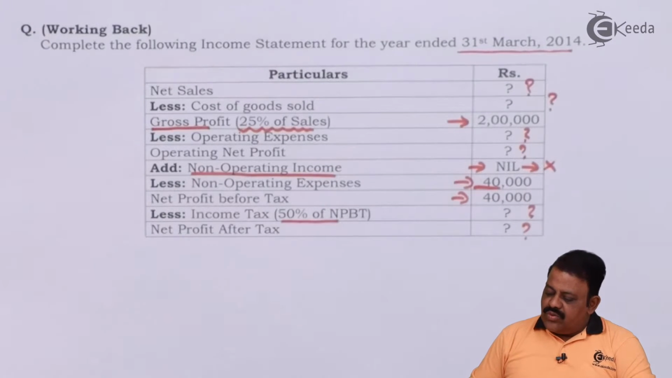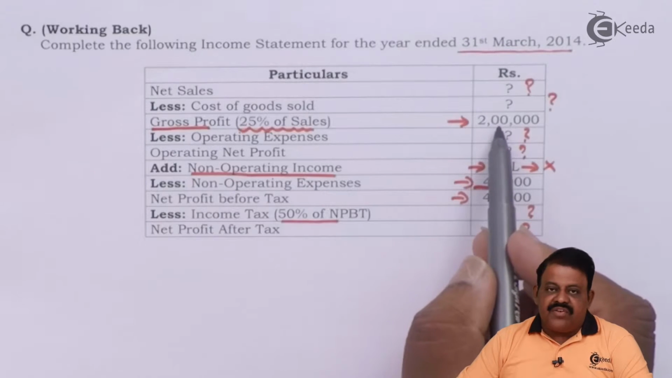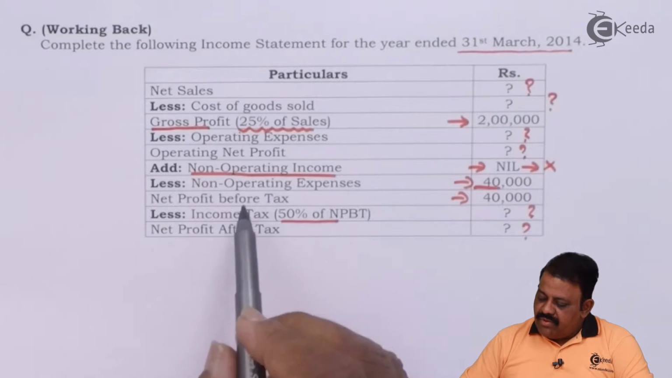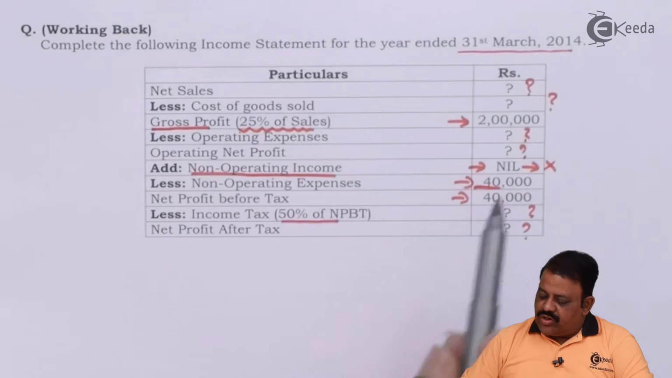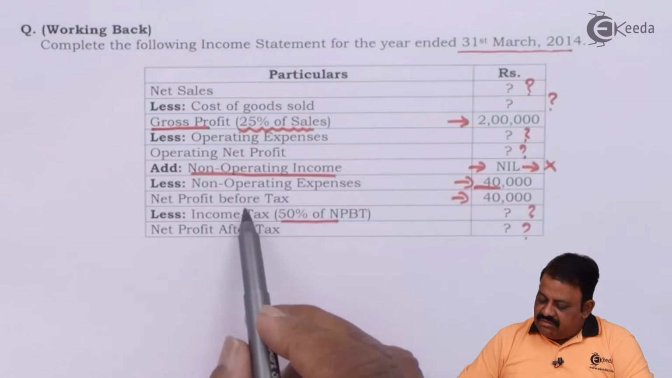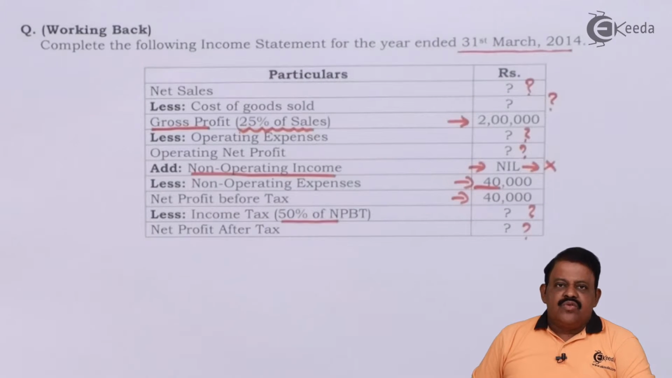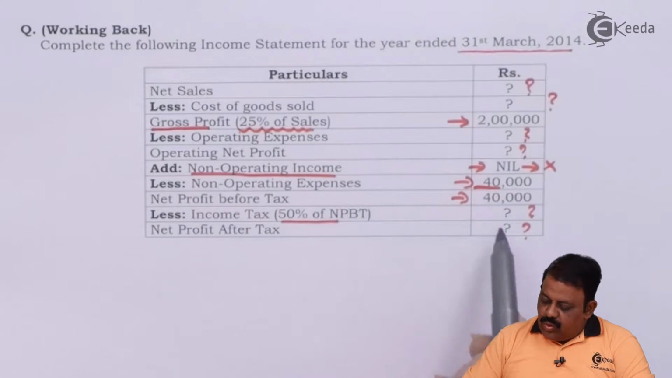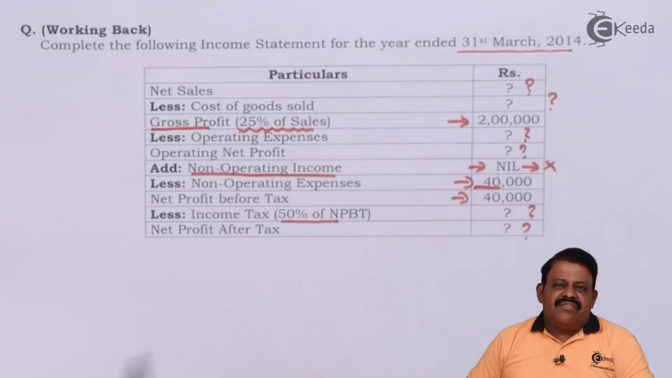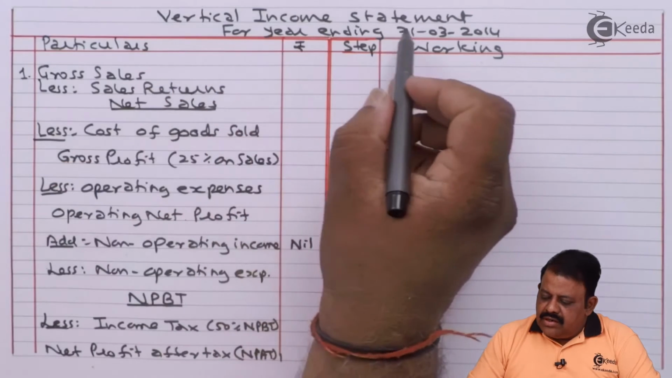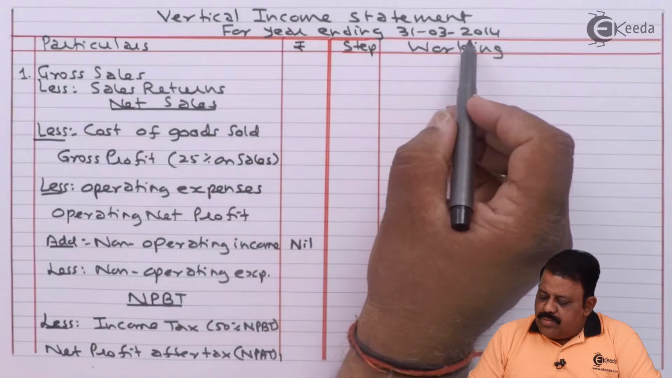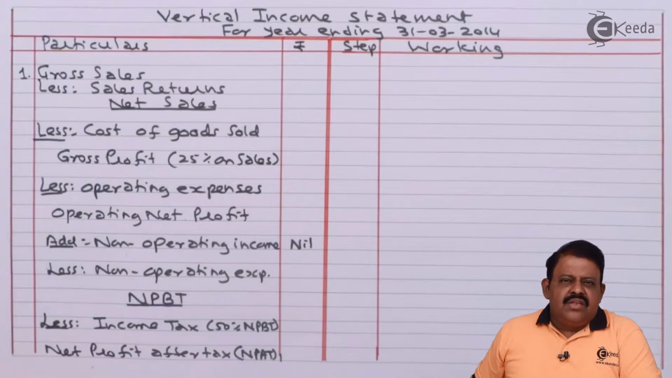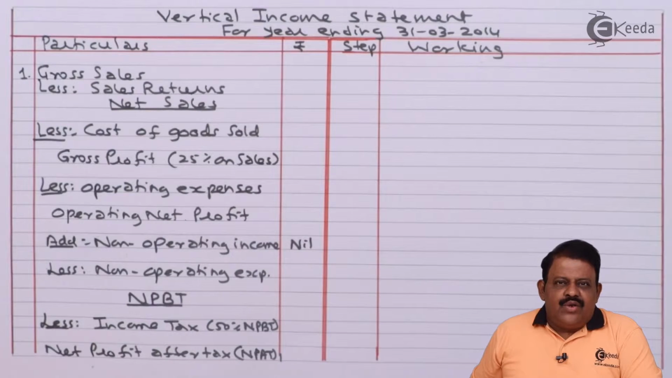So in the whole question we got only 3 amounts: gross profit 2 lakhs, non-operating expenses 40,000, net profit before tax 40,000. So we are required to work from down to up to arrive at various values. Let us prepare the format. Vertical income statement for the year ending 31st March 2014. As given in the question, we have prepared the format. Let us continue with this.